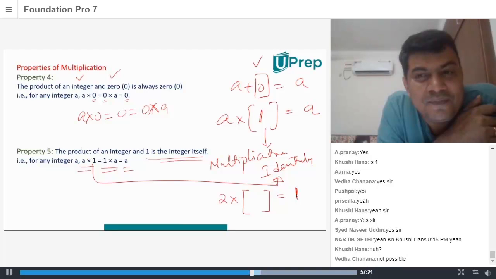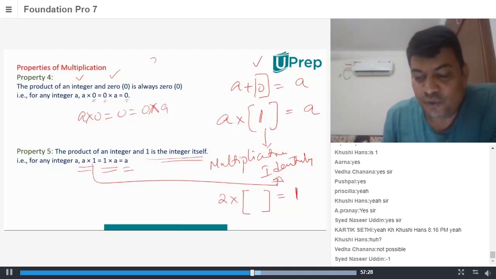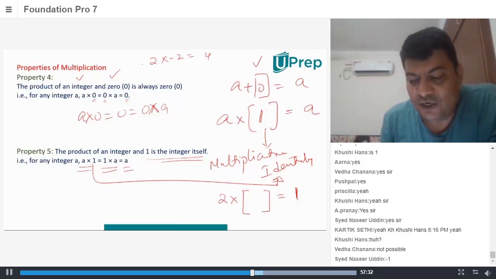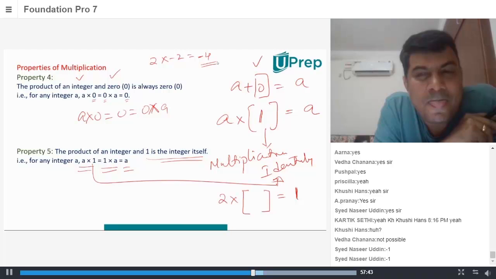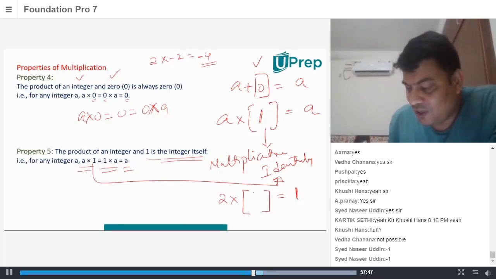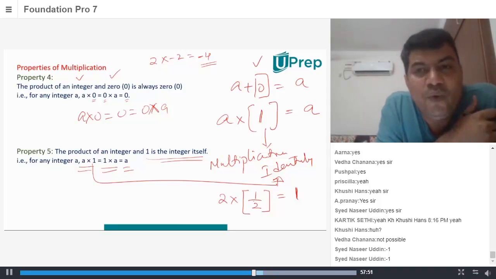So minus 2? No, 2 into minus 2 will be minus 4. 2 2s are 4, plus into minus is minus, therefore you get minus 4. So what do you multiply 2 with to get 1? So 1 by 2? Very good. 2 when multiplied with 1 by 2 will give you 1.